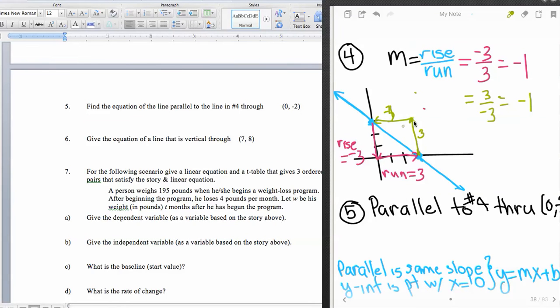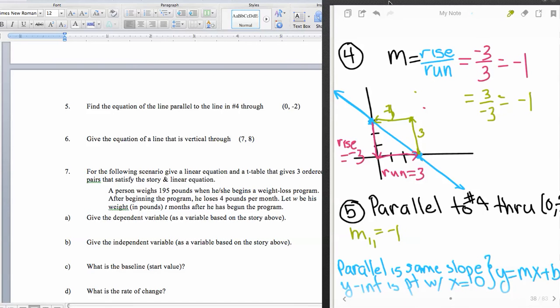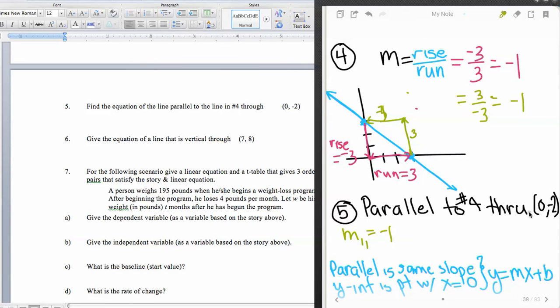Okay, now problem number 5 says that we want to find the equation of a line that's parallel to this one in 4. So parallel means that we have the same slope. So the M parallel is one of the things that we need here. And M parallel means that the slope is also a -1. And then we also need this line to go through the point (0, -2).